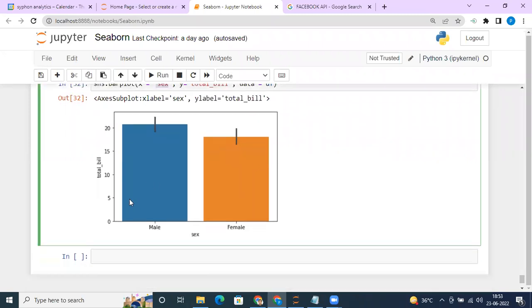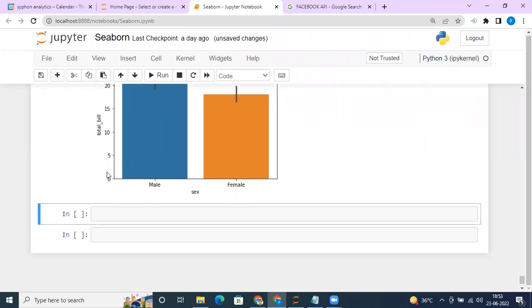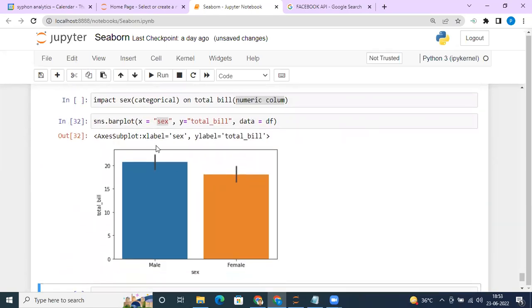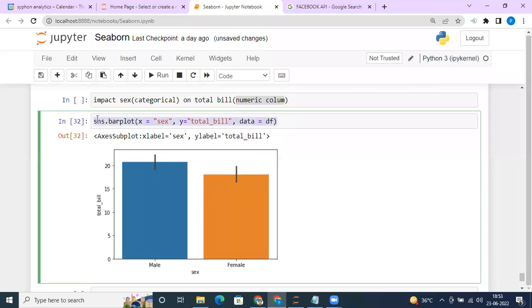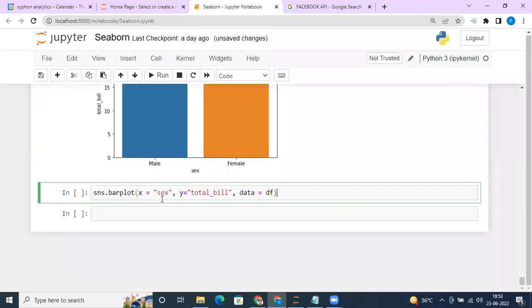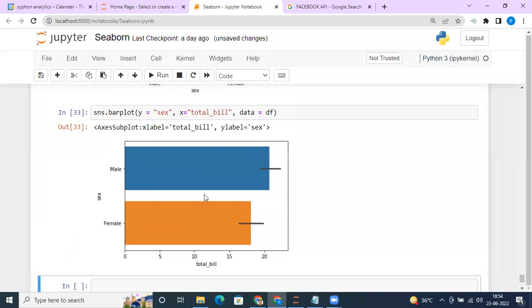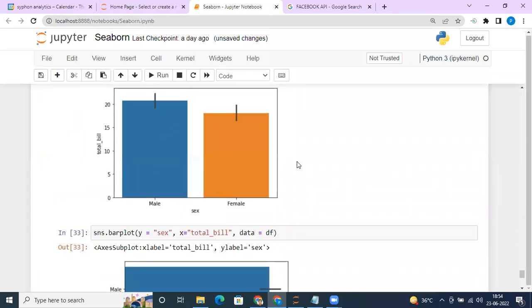Okay, simple. Again, we can put any other categorical column if we want, right? We can change the orientation as well, by switching X and Y. Suppose I do this, this on Y and this on X. See, the result will be the same. Just the orientation has been changed. But I think this is looking better.